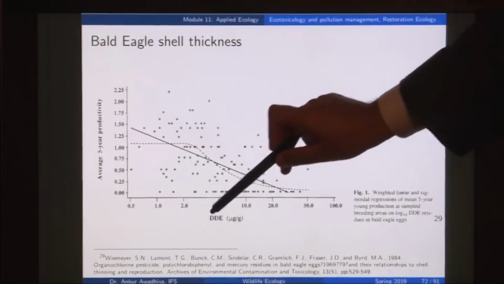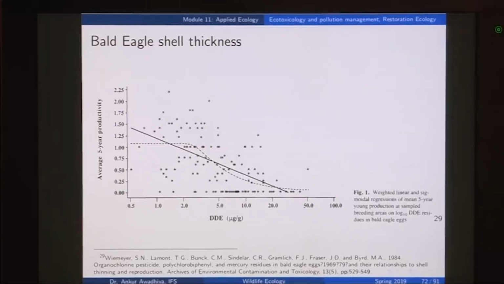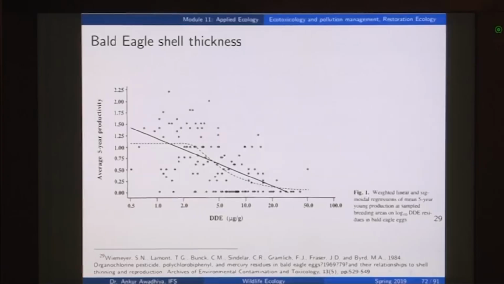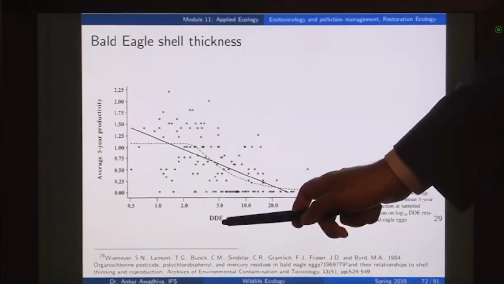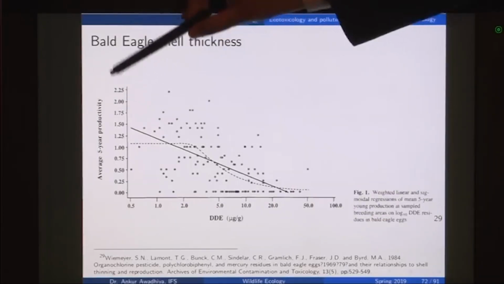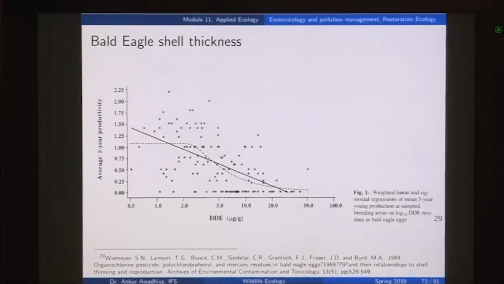Now, DDE is the residue that comes out of the degradation of DDT. So, you had an insect infestation and to kill off the insects you sprayed DDT. Now, after a while it lost one HCl and it became DDD, or it is also known as DDE in certain literature.